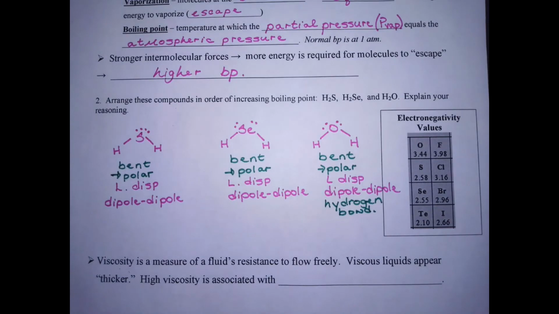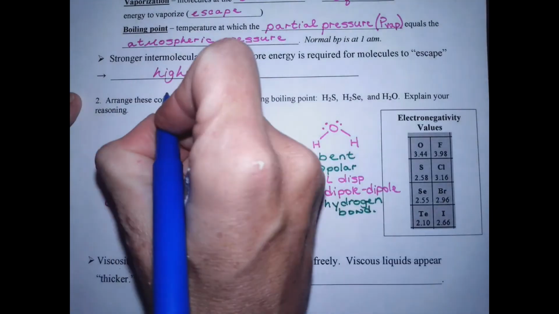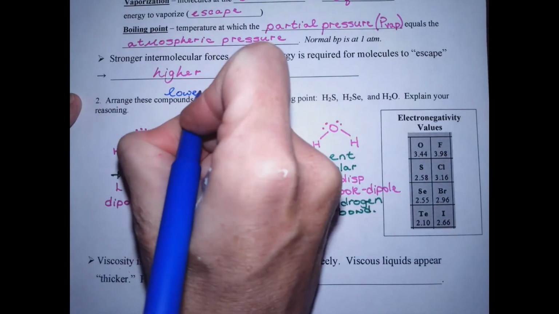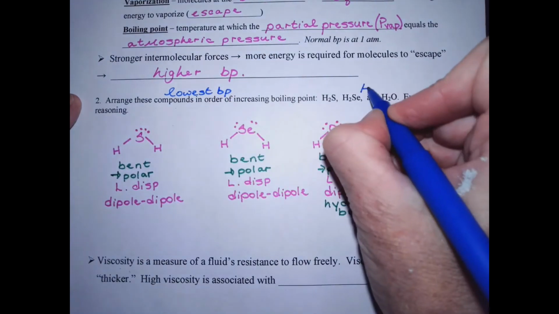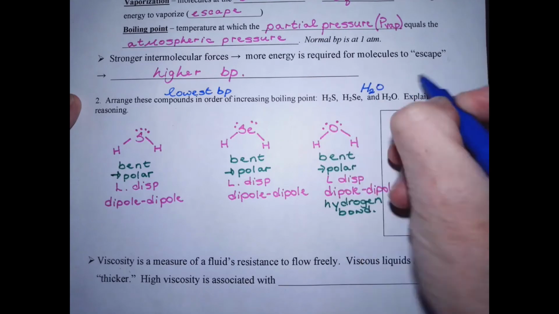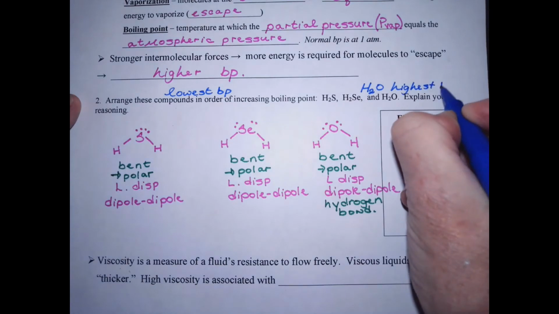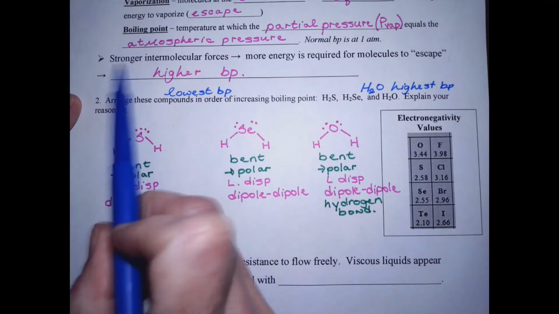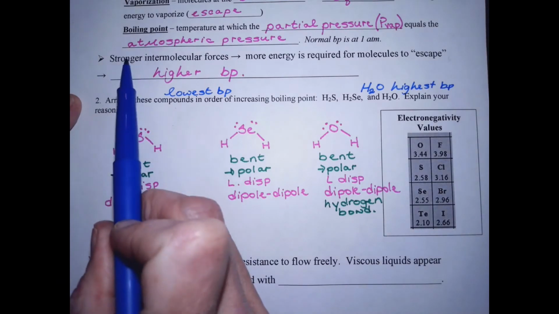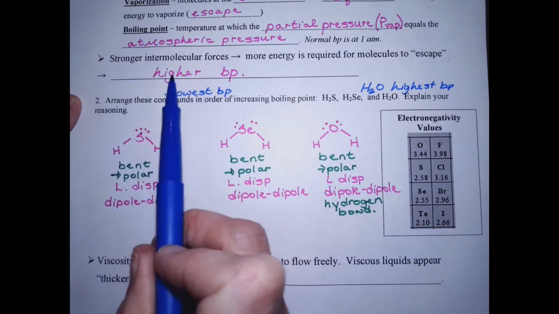If I'm listing them in terms of increasing boiling point, lowest boiling point to the highest boiling point, I'm going to put water as having the highest boiling point because it has the most intermolecular forces. And there's a correlation: more and stronger intermolecular forces will result in higher boiling points.